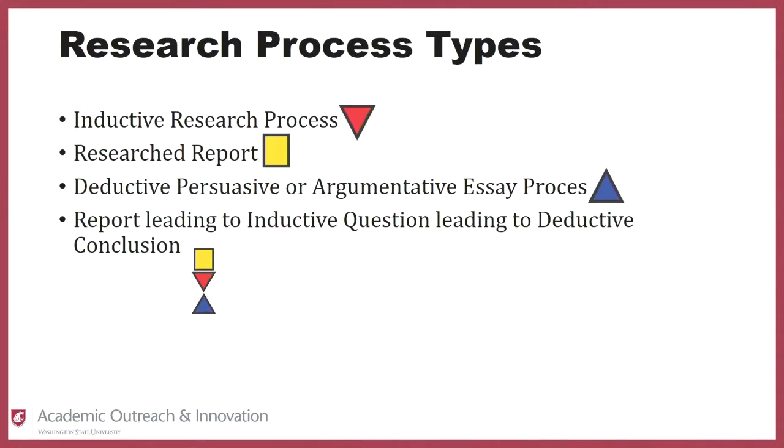All right, so in terms of the way that we look at research, we've got three different process types, and I've indicated them using these particular symbols. We've got an inductive research process, which is the upside down red triangle. We have the research report, which is the yellow rectangle, and the deductive argumentative essay process, which is the right side up blue triangle. Depending on the area of the university that you work in, you will be introduced to or invited to do these different kinds of things, and yet they are often just all referred to as research.